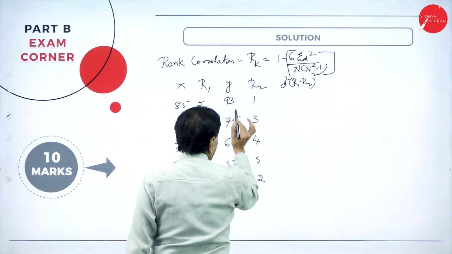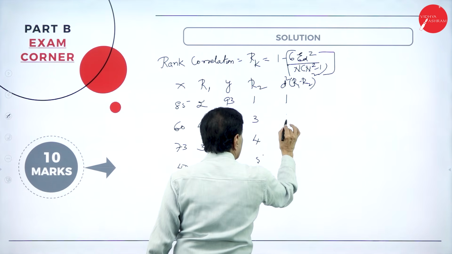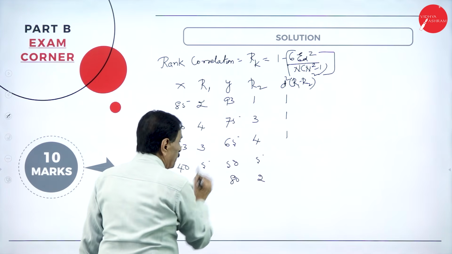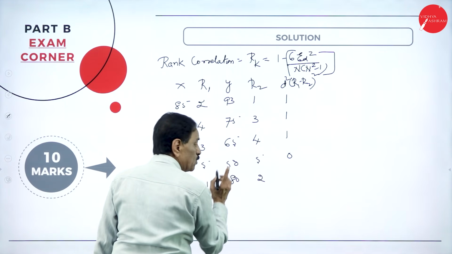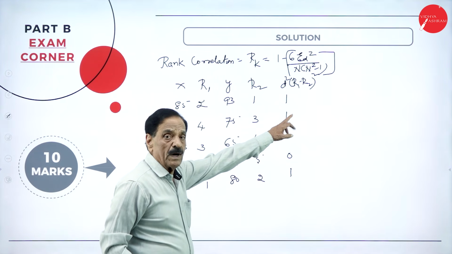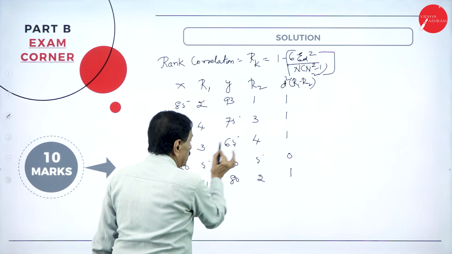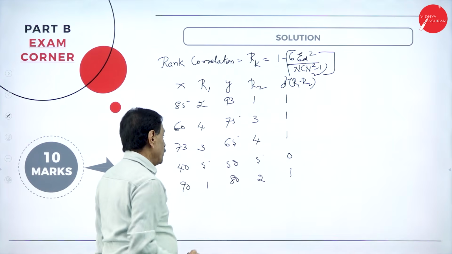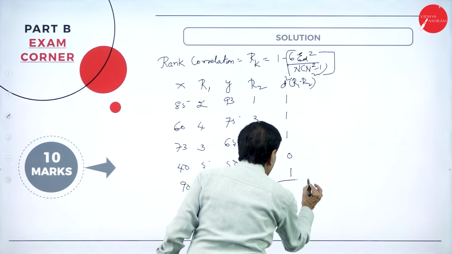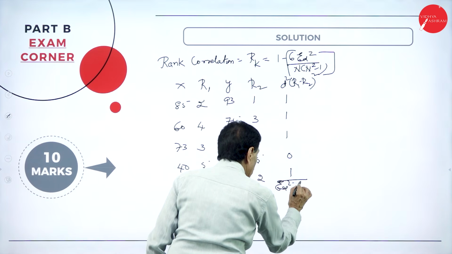So 2 minus 1 is 1, 1 square is 1. 4 minus 3 is 1, 1 square is 1. 3 minus 4 is 1, 1 square is 1. 5 minus 5 is 0. 1 minus 2 is 1, 1 square is 1. Add the figures: 1, 2, 3, 4. Sigma d square is equal to 4.